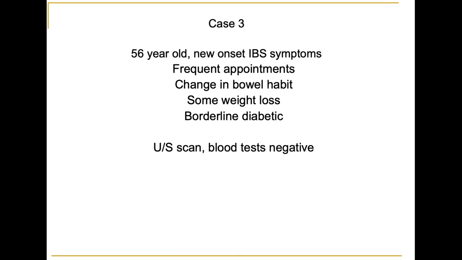Case three is a 56-year-old lady with new onset irritable bowel type symptoms. She's been in and out of primary care multiple times. Everyone's getting a bit sick of her. She has a bit of change in bowel habit. She's lost a little bit of weight, and more recently, she has become borderline diabetic. Her ultrasound scan did not show anything obvious, and all her blood workup was negative.